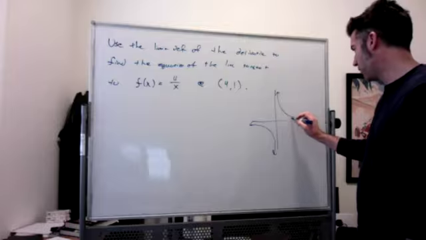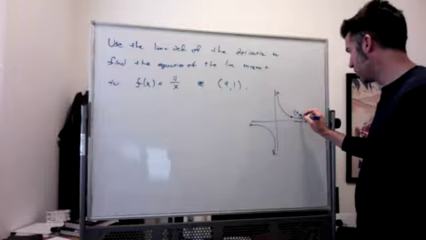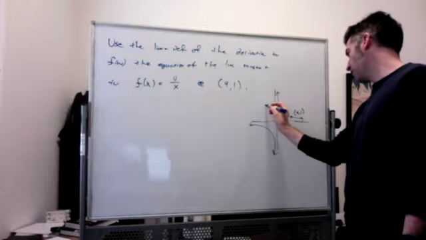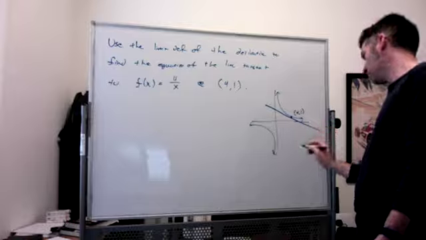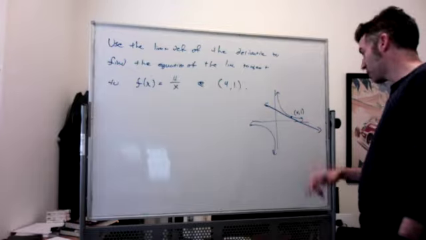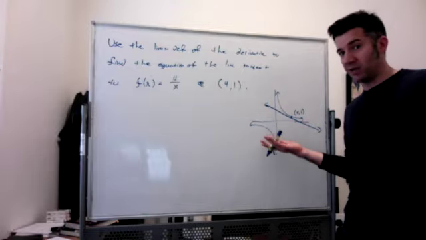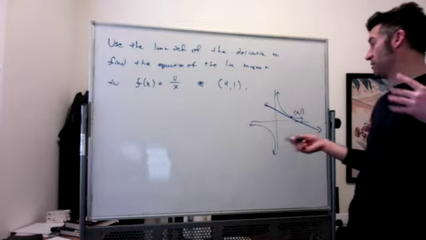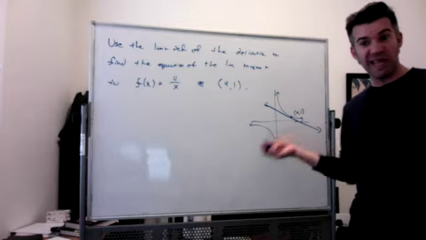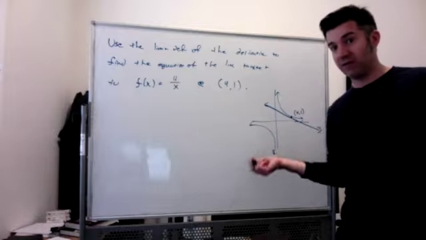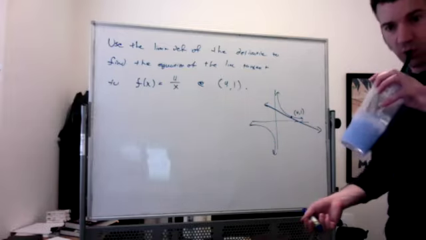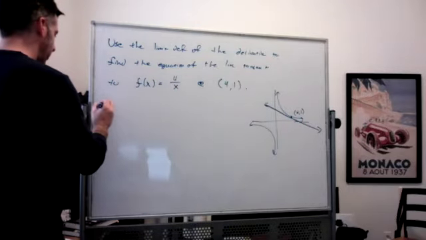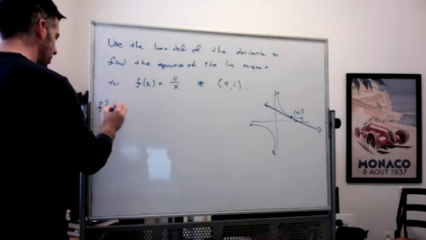So here's the point, 4 comma 1, and we're trying to find the equation of this line that is tangent to it. So at least just looking at the graph, I am pretty convinced that my derivative at that point should be negative, because it looks like the slope of the tangent line is for sure a negative slope. So let's find it. So we're going to find the derivative using the limit definition.